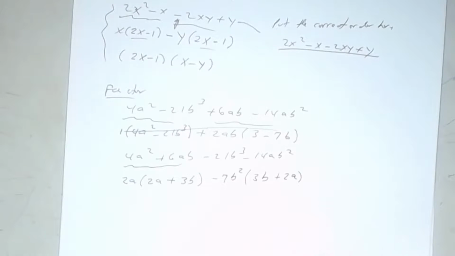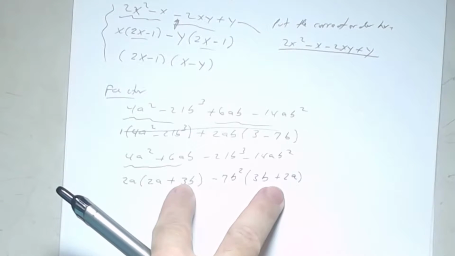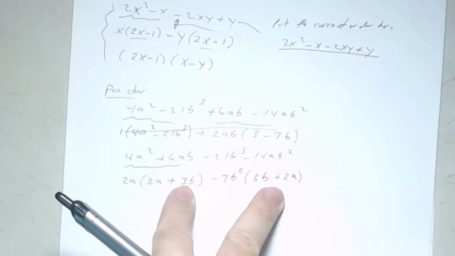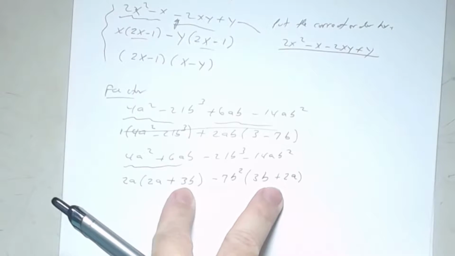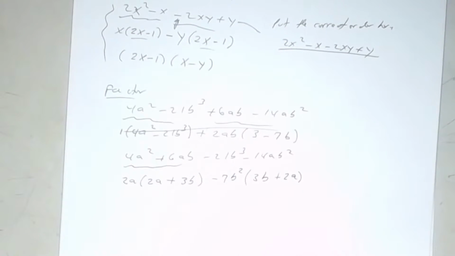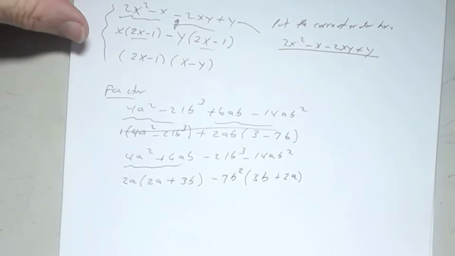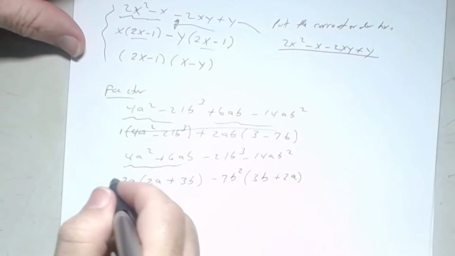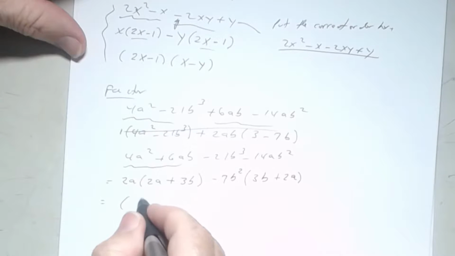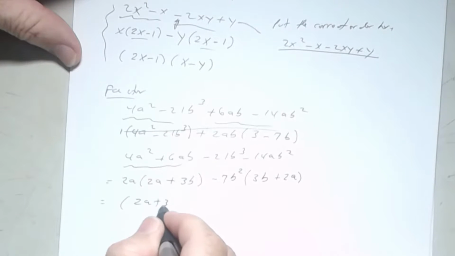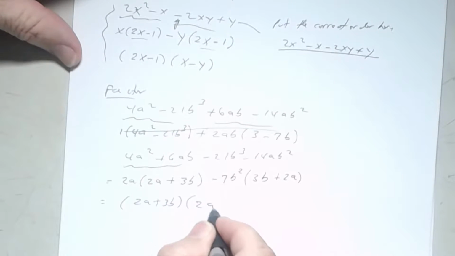Is that the same thing? Yes, it is the same thing, by the commutative property. The order in which you add does not matter. But you're not done, you still have to write it out. So what's the answer? 2a plus 3b multiplied by 2a minus 7b squared.